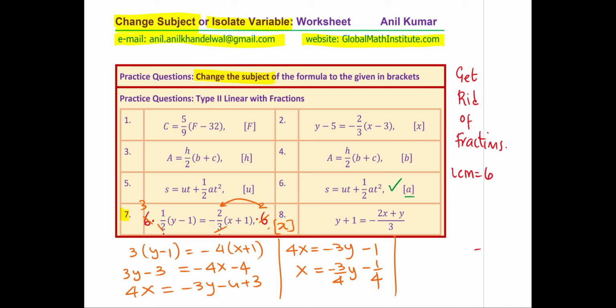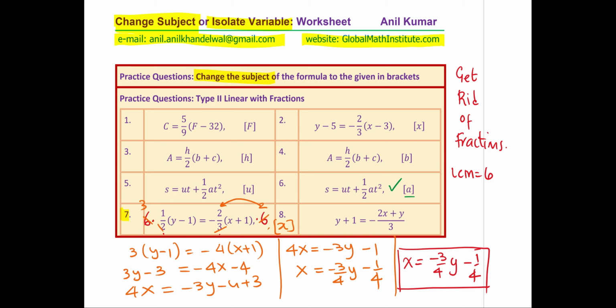Do you see that? So we have isolated x, or we have changed the variable, or changed the subject, I should say, to x. So the changed subject x now equals minus 3 over 4 y minus 1 over 4. Is that clear to you? So that is how we could do these kinds of questions.